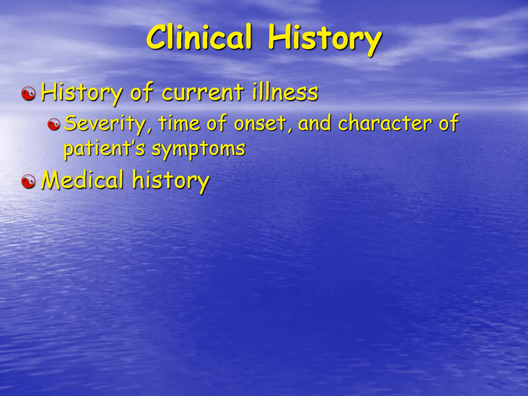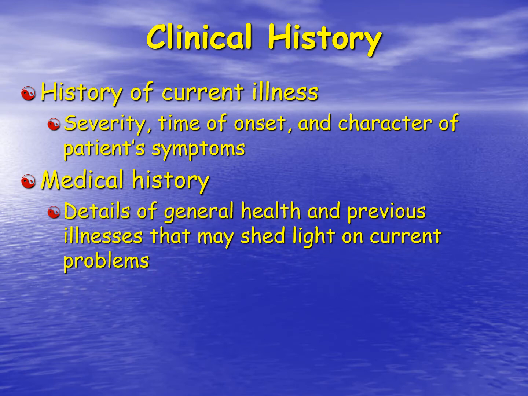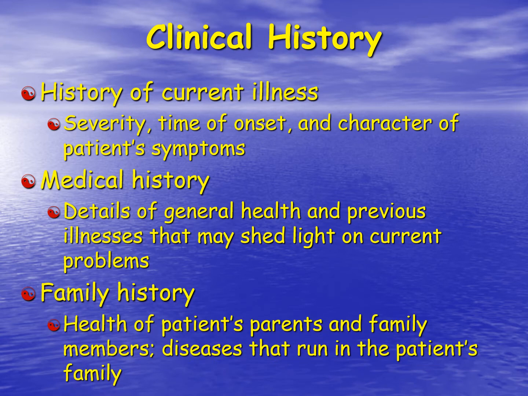What's the medical history of this patient? And this is the details of the general health and previous illnesses that may shed light on the current problem in this patient. I would like to know family history if I could, because does family history play a role? Absolutely. The health of the patient's parents and family members. What diseases has the patient's family had? Does this disease have a genetic component and does it run in the family?